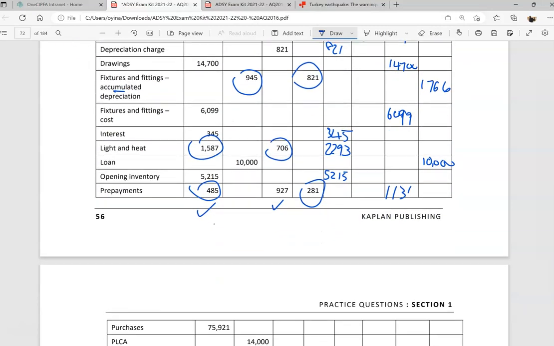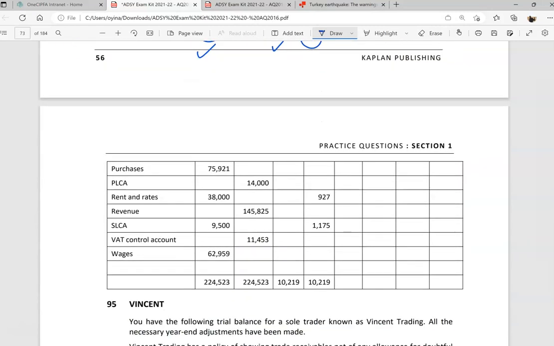What do we have below? Purchases is an expense, so we have 75921. Purchase ledger control account is a liability, 14,000. Rent and rates, so we have an expense here, and we have an adjustment to rents and rates, reducing that. So 38,000. Take away the 927.